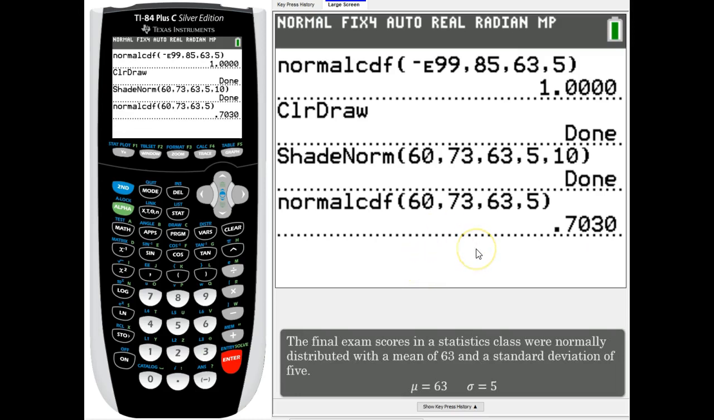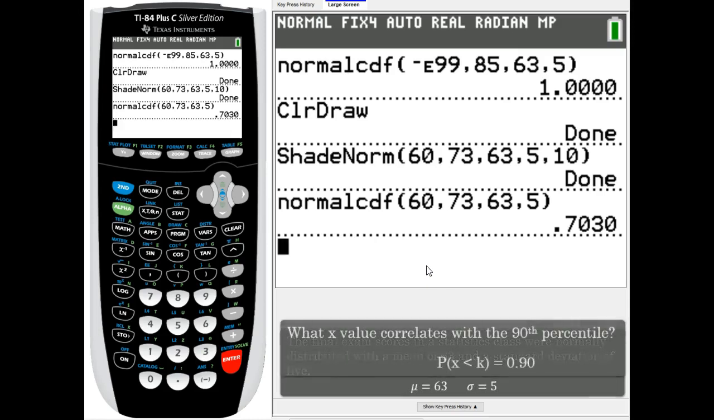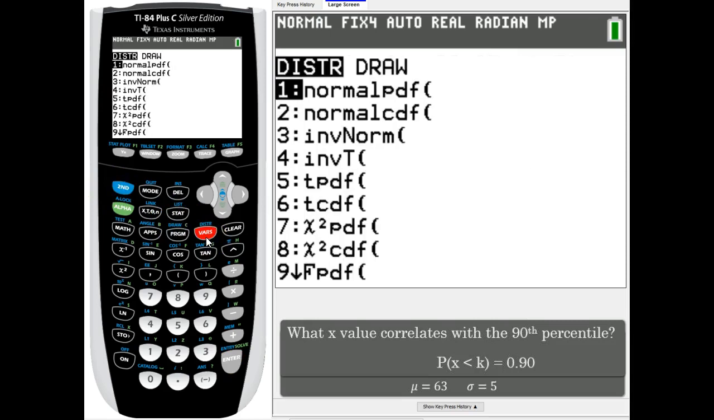Now that's working with normal CDF. That gives us the mathematical answer. Normal PDF will help us draw the normal curve. Shade norm will shade our normal curve, draw our normal curve, and give us the answer to our probability. Now, what if I already have the probability? We want to find the score for the 90th percentile. That means I have the probability. 90% of the scores are going to be below our value. That's the 90th percentile. This time around, I need to go to inverse norm, inverse normal.